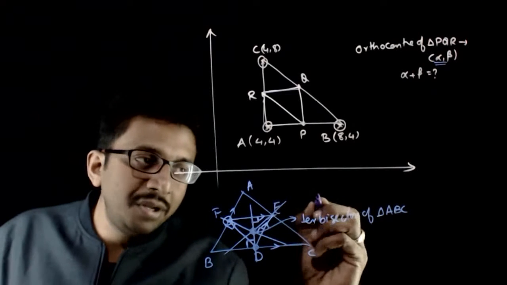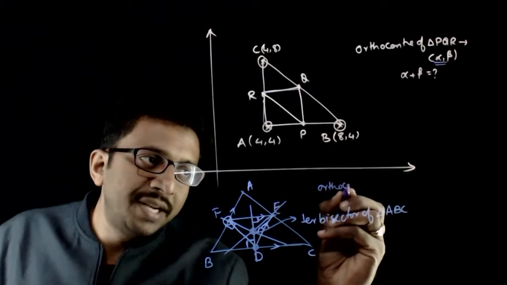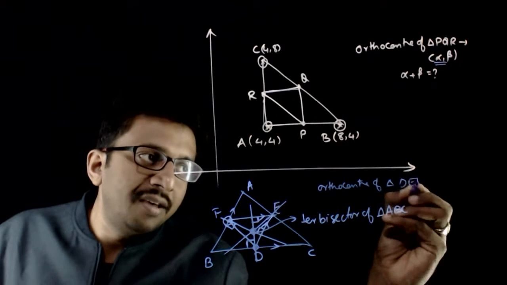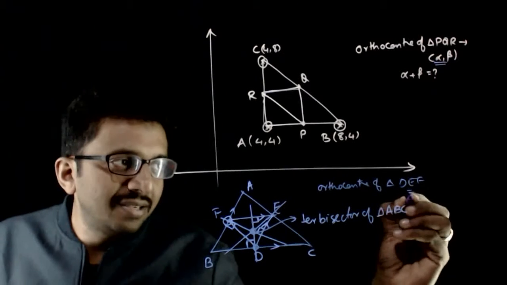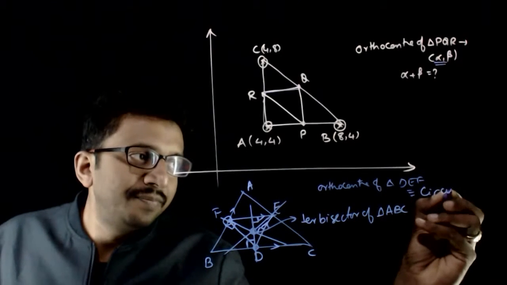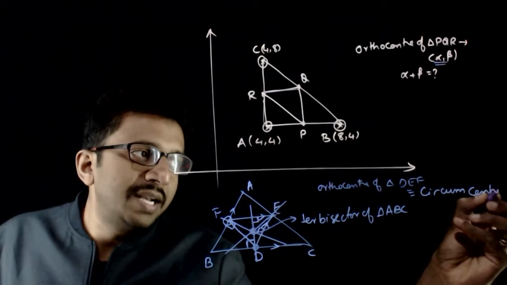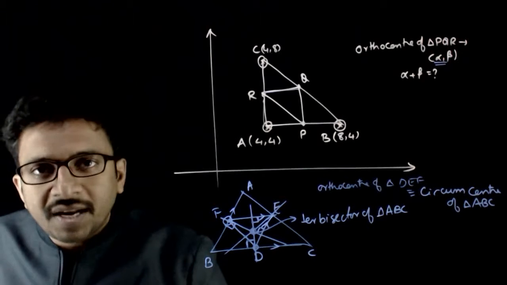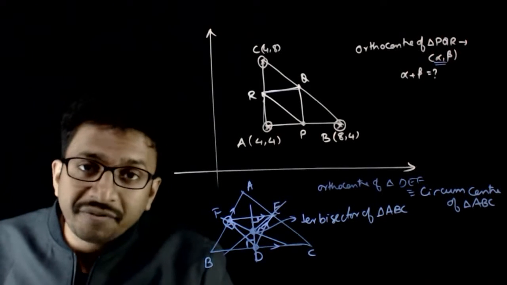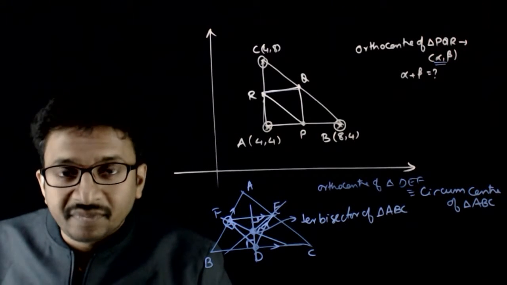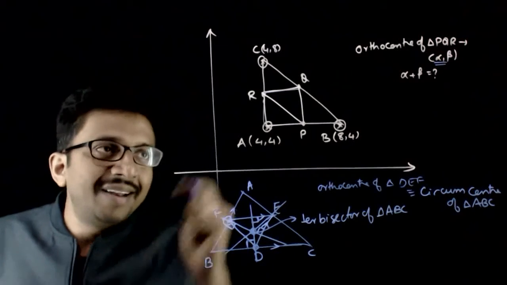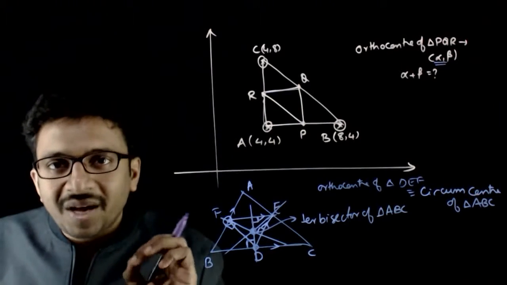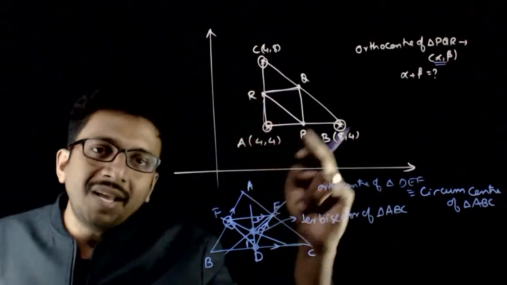So the logic that I am going to use is: the orthocenter of triangle DEF is the same as the circumcenter of triangle ABC. Now let us use the same concept here. PQR is a triangle formed by midpoints. The orthocenter of triangle PQR is the same as the circumcenter of triangle ABC.